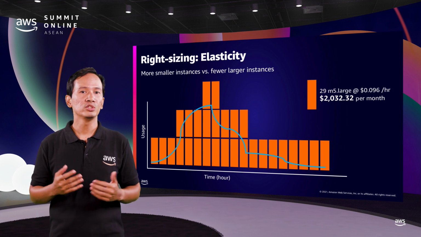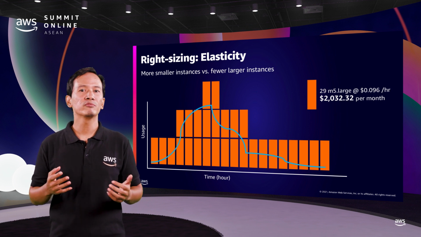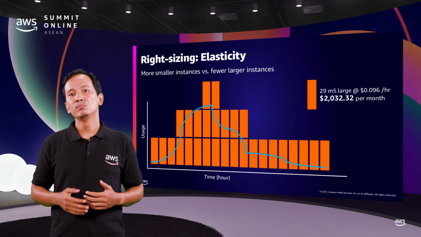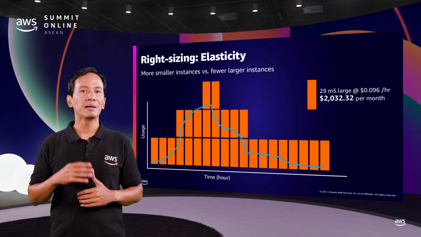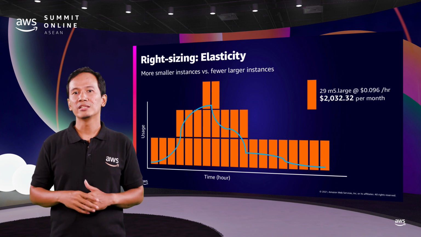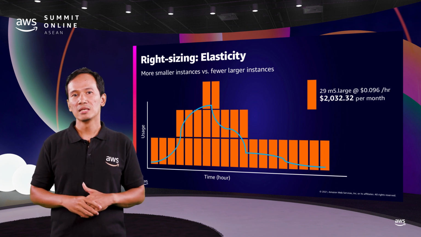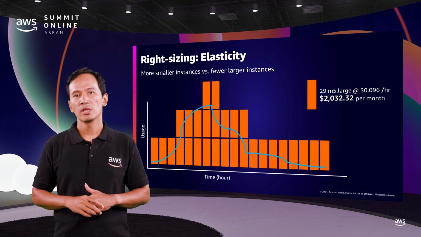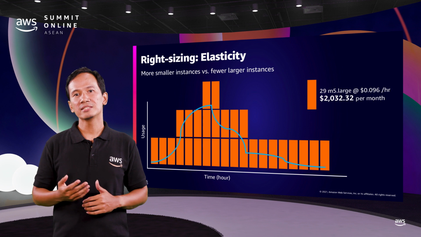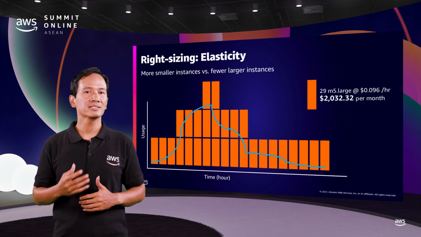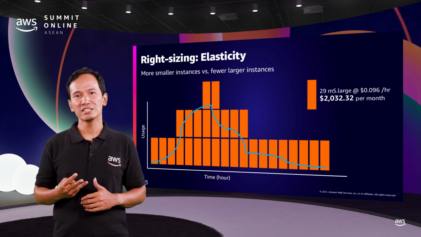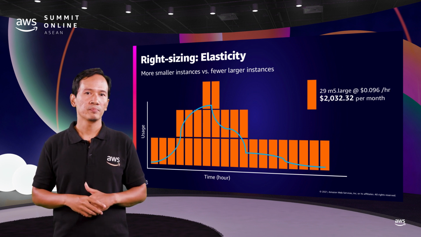The idea here is to use more smaller instances rather than fewer larger instances. In the diagram, the blue lines show an example of the application usage pattern, and the orange boxes represent instances deployed to handle the demand. We use M5 large instances here that cost about 10 cents an hour. As you can see here, we have 3 instances for the first 3 hours.